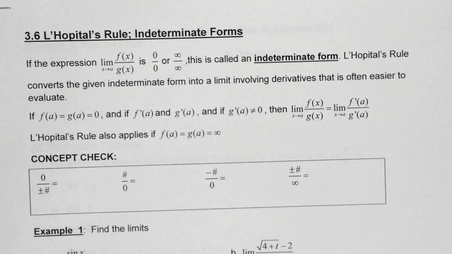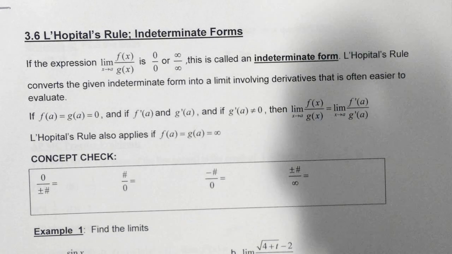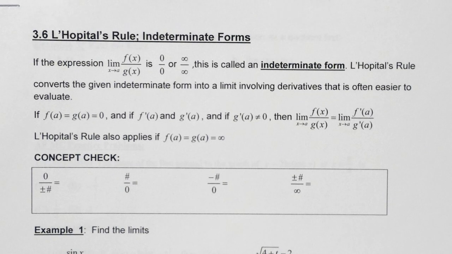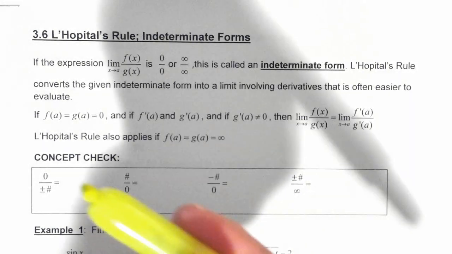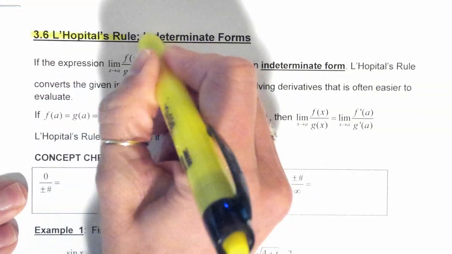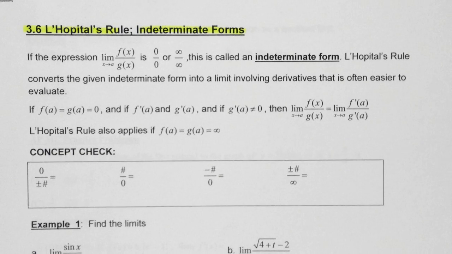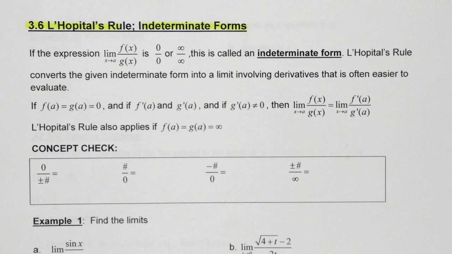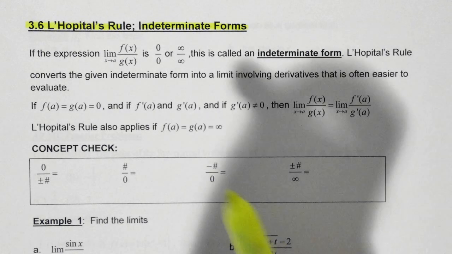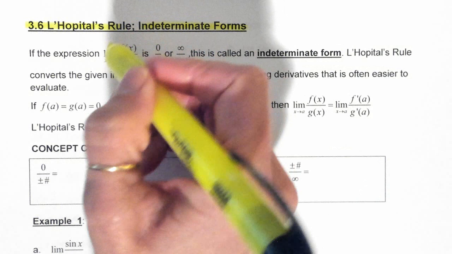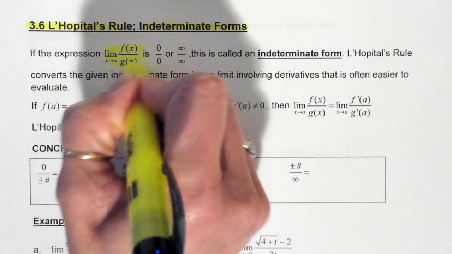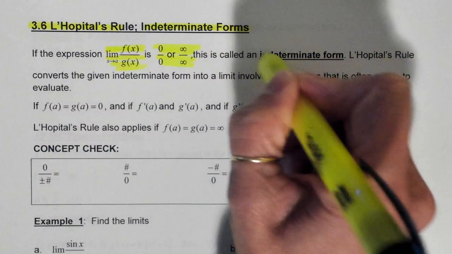All right, folks. So today we are wrapping up, as I said before, Unit 3. We are talking about L'Hopital's rule and indeterminate forms. What this is going to allow us to do, if you have an expression where you are evaluating the limit as x approaches some given value, and when you use direct substitution you end up with 0 over 0 or infinity over infinity. Okay, this is known as the indeterminate form.